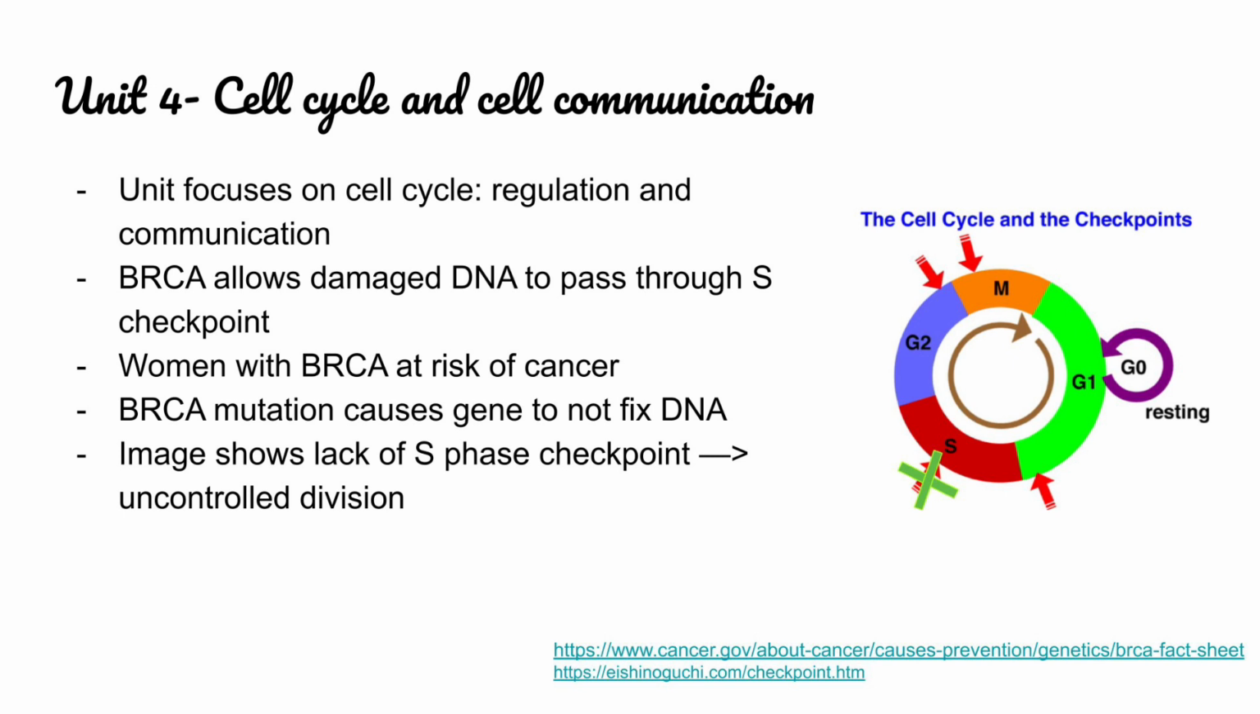This image shows a lack of an S-phase checkpoint, which leads to uncontrolled cell division and cancer. If you look at the image, if BRCA is not fixing DNA, then damaged DNA is going through the S phase and is being replicated, which can lead to cancer.